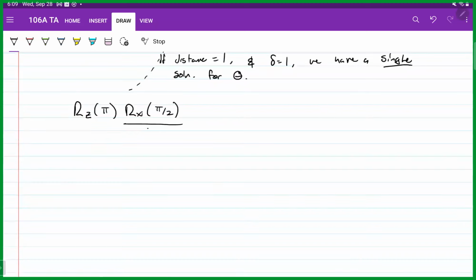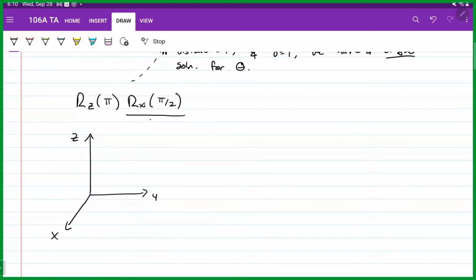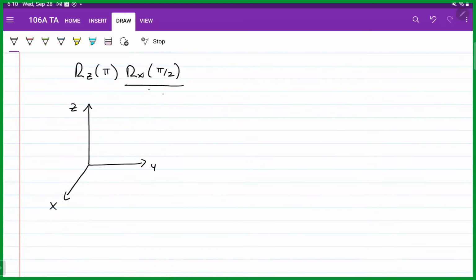Let me just sketch this out over here. So we have X, Y, and the origin. To figure out where this is going, we can apply this to each of these basis vectors. If we want to figure out our next frame, we do the following. We're going to have Rx of pi over 2 times our original X, because X just stays the same in that case.